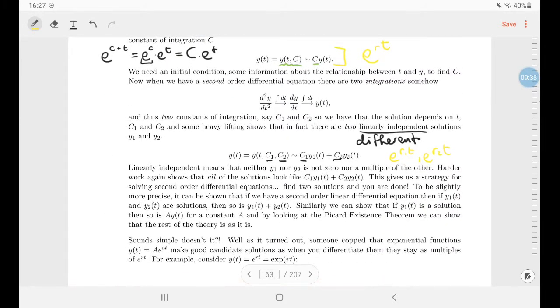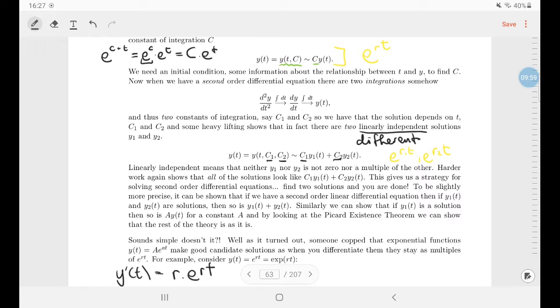Okay, now the thing is, if you've got e to the rt, what's the derivative of e to the rt? Now if you go into your tables, you will learn that the derivative of e to the rt is r times e to the rt. Well, it'll say the derivative of e to the ax is a times e to the ax.